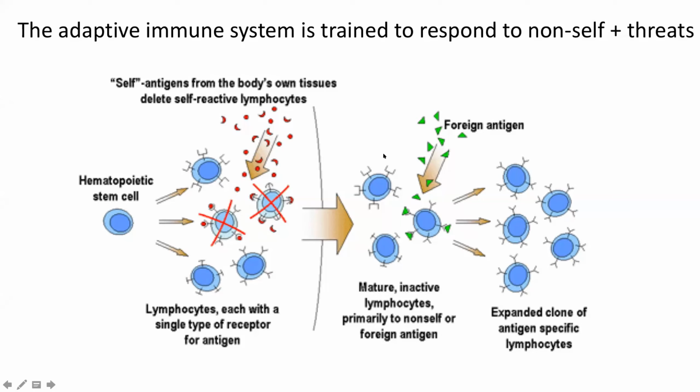Then later in life, when you're exposed to a pathogen or a vaccine, noted as foreign antigen here, the lymphocytes, B and T cells, that recognize this foreign antigen get expanded into a whole population of cells that are all responding to that specific antigen. In the case of SARS-CoV-2, the virus that causes COVID-19, these lymphocytes would recognize a specific protein from that virus and provide protection against that virus, again, through production of antibodies and cytotoxic T cells.